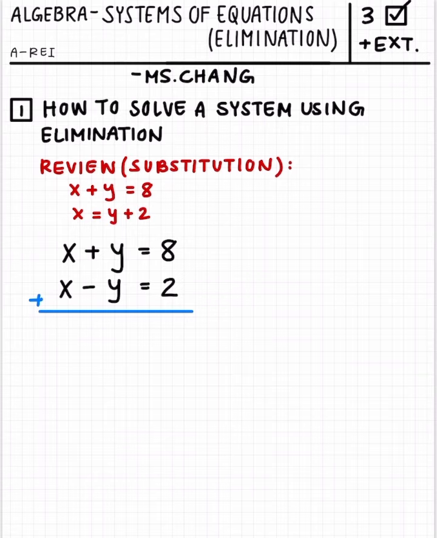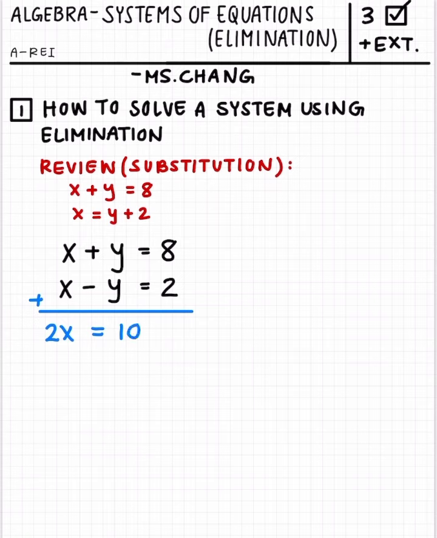And just as a note, we are allowed to get rid of whichever variable first, but in this case it would be easier to eliminate our y variable first because y minus y equals 0. So when we add our systems of equations together, we have x plus x equals 2x, y plus negative y equals 0, and 8 plus 2 equals 10.